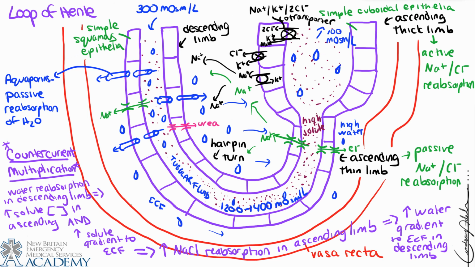So that concludes our discussion on the loop of Henle. And once again, moving forward, we'll be talking about the DCT and the collecting duct.